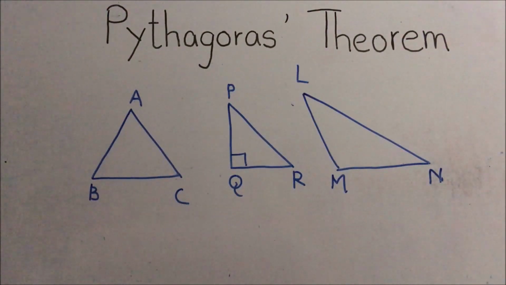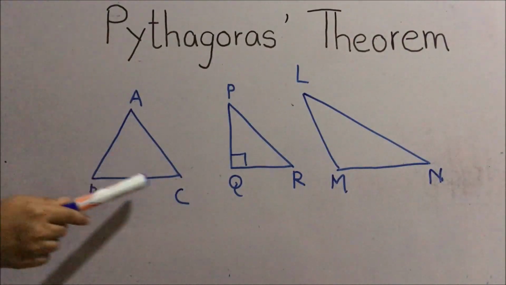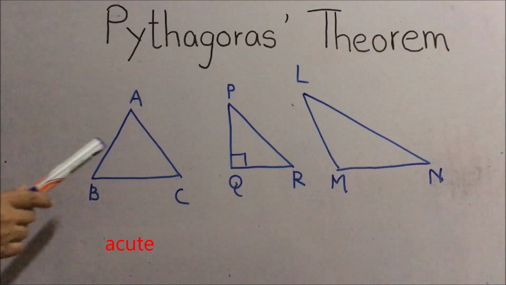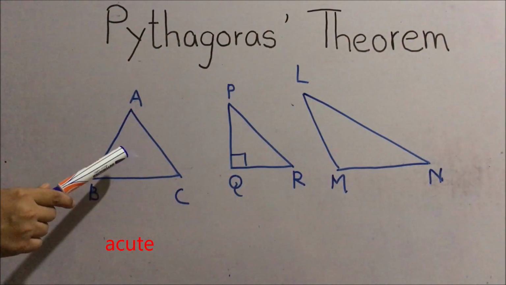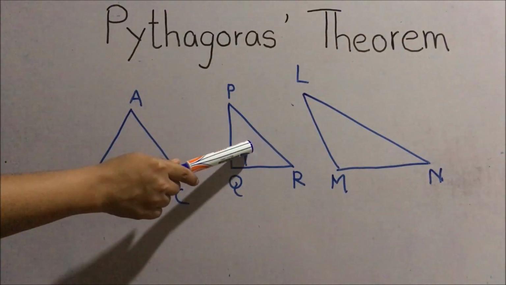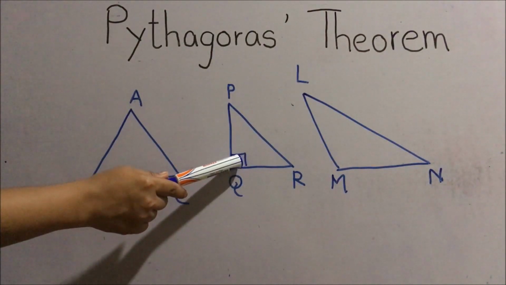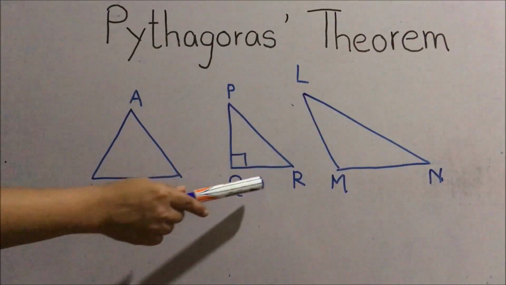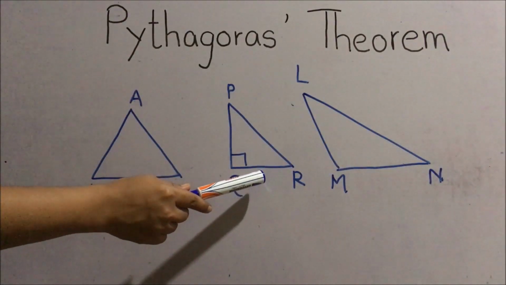Pythagoras Theorem. Earlier we learned that we can classify triangles according to their angles. In this ABC triangle, all angles are acute angles. Therefore, we call this triangle an acute angle triangle. In the second one, this angle is 90 degrees. Therefore, we call the PQR triangle a right angle triangle.